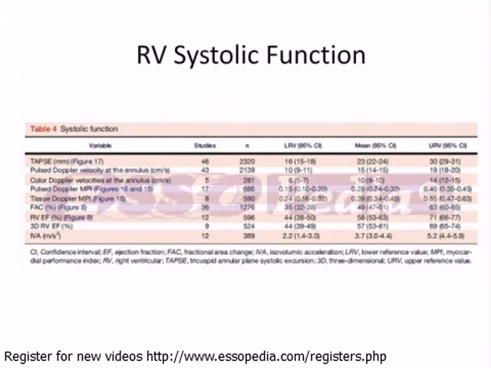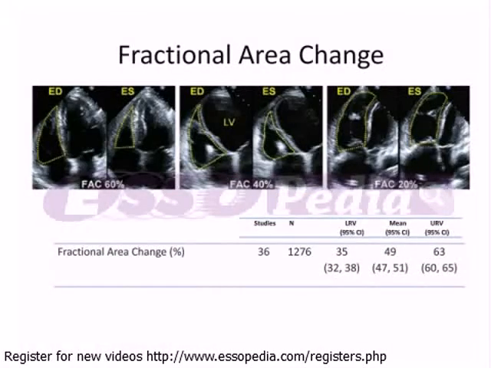Here we see the calculation of the fractional area change, which is calculated as the end diastolic area minus the end systolic area divided by the end diastolic area. In the panel on the upper left, we see an excellent RV contractility, whereas in the panel on the right, we see a very low RV contractility with a fractional area change of only 20%. When we look at the available data, the lower reference value would be a fractional area change of 35%, whereas values lower than this would be considered significantly abnormal.